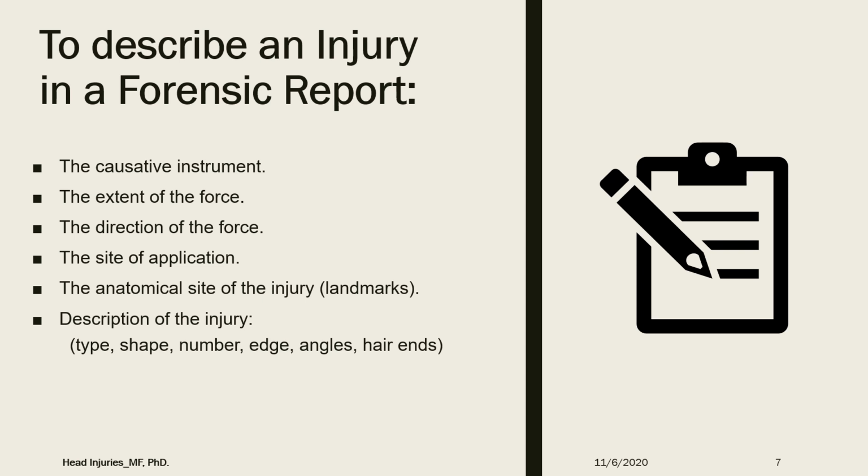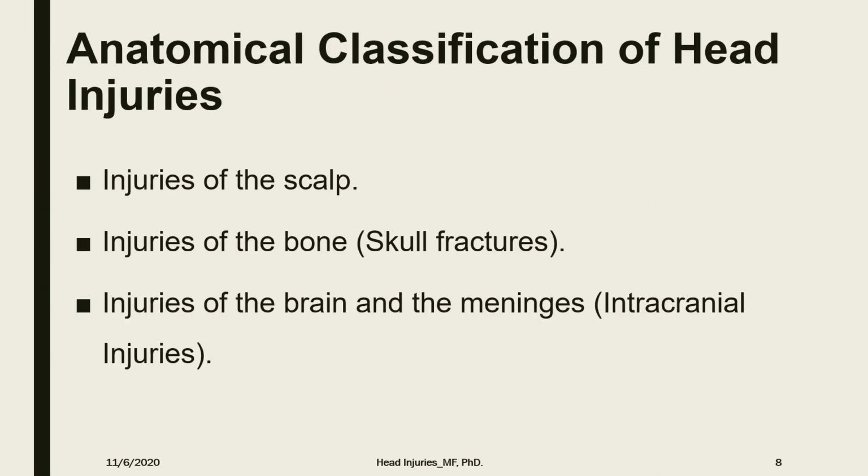When you study the lecture of wounds, you should know all these items in detail, but I just wanted to include this in this lecture because we will be talking about different wounds in the head injuries, and this is like a systematic thinking to help you understand how we describe injuries. For the sake of this lecture, we will be using the anatomical classification of head injuries. We will start by studying the injuries of the scalp, injuries of the bone, which include skull fractures, injuries of the brain and the meninges, which is known as the intracranial injuries.